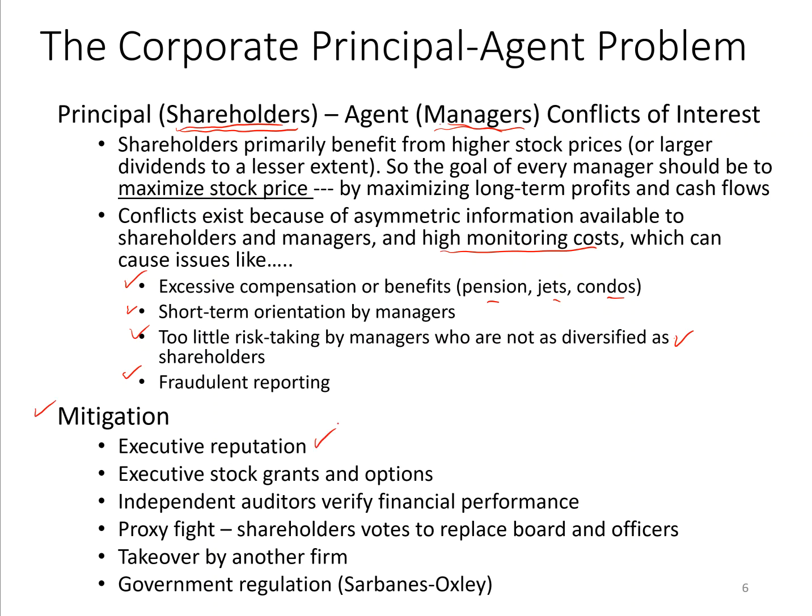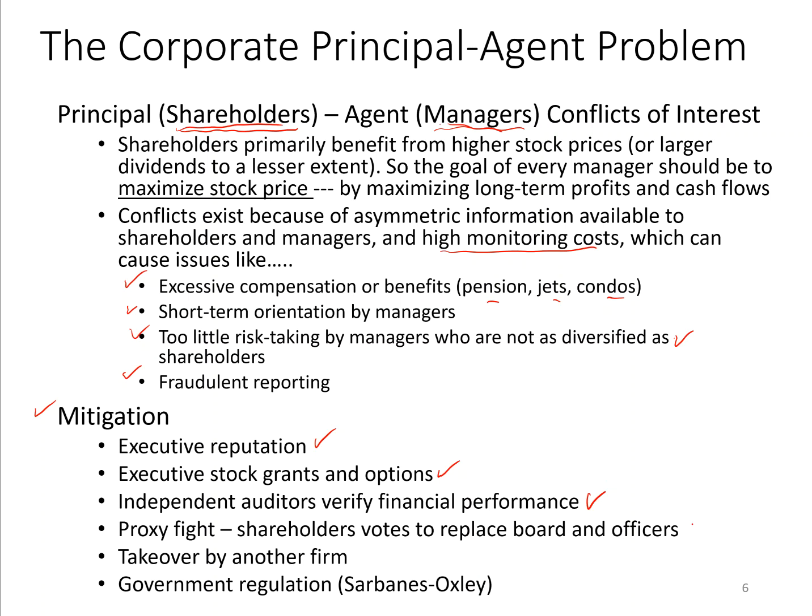Well, you have executive reputation. A CEO or CFO wants to go on to bigger and better jobs, so their reputation is a limiting factor in this principal agent problem. You have stock grants and stock options, so that the managers of the firm also get rich with a higher stock price. You have independent auditors to verify financials.